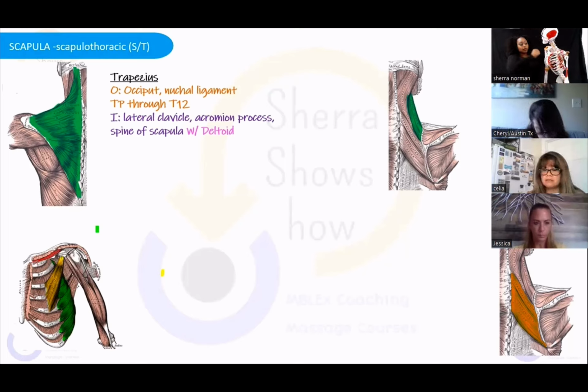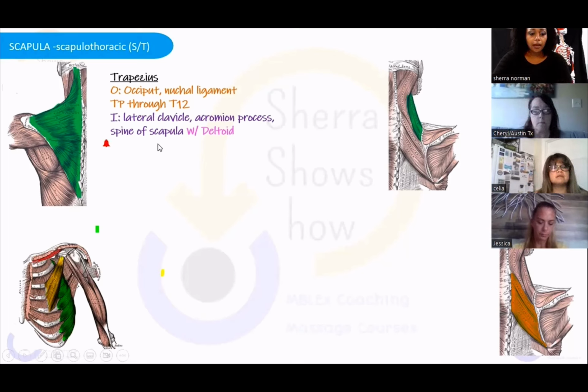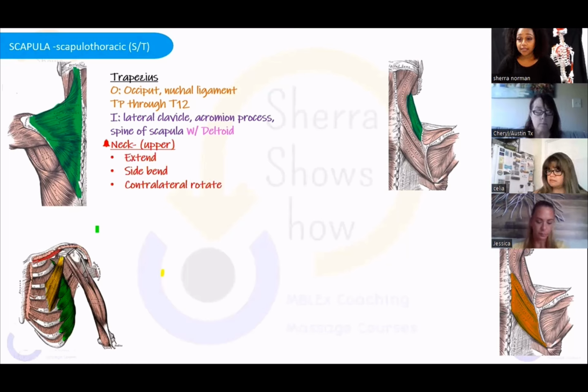I like to call it the hook, right? The hook, right around here. As you can see right there. Attaches to the hook. It's a neck muscle and a contralateral rotator, so double driller. It's on the back, so it's going to extend, one on each side, so it's going to side bend, and it's going to contralaterally rotate. It's going to rotate to the opposite side, right?